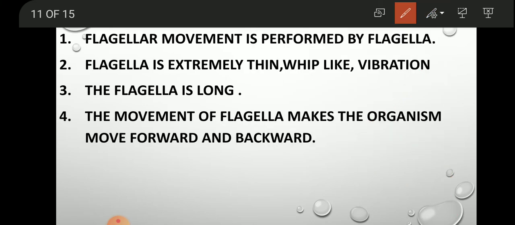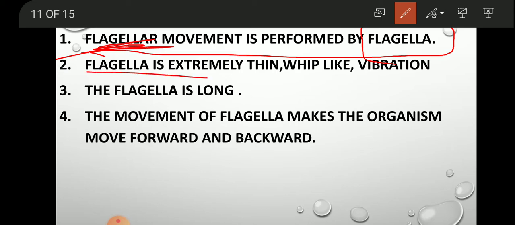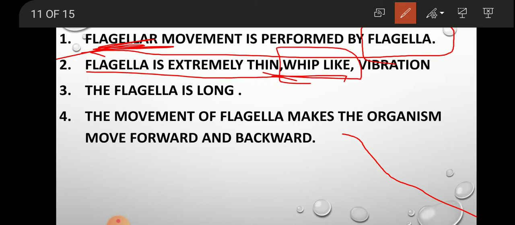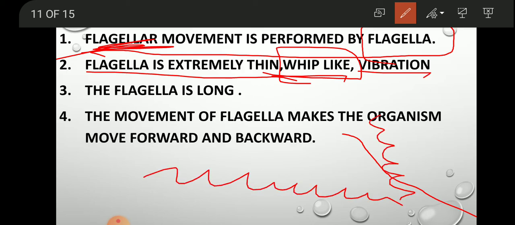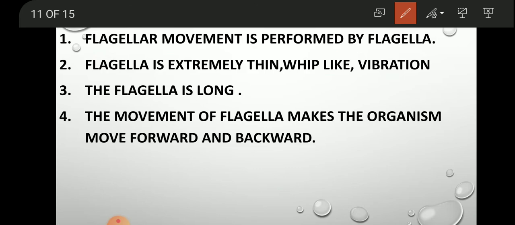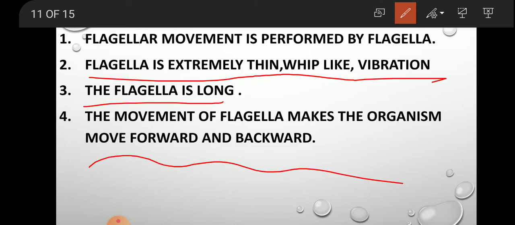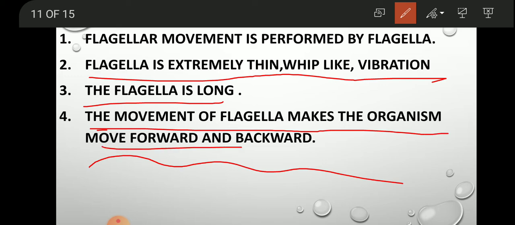So the flagellar movement is performed by flagellum. That's why it is called flagellar movement. Flagella is extremely thin, whip like. Whip, have you seen a whip? And it is highly vibratile. It performs many vibrations in a single second. So the flagellum is extremely thin, whip like, and vibratile. It is very long. The movement of flagellum makes the organism move forward.